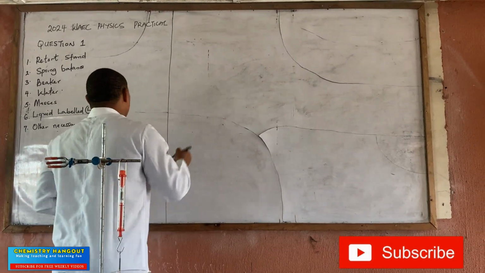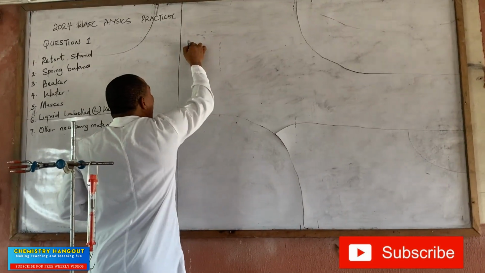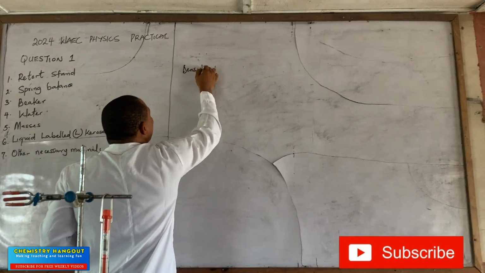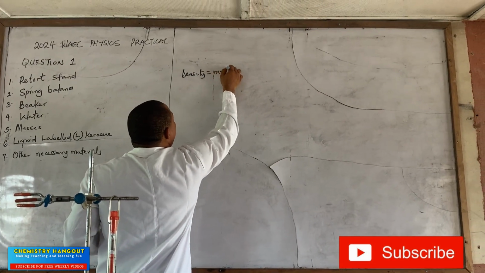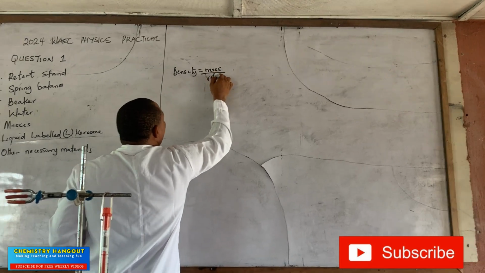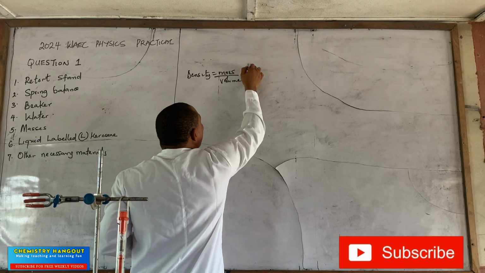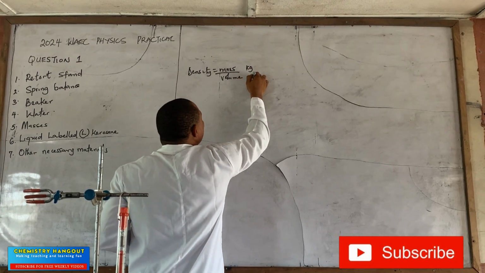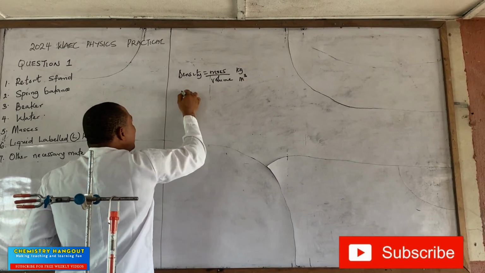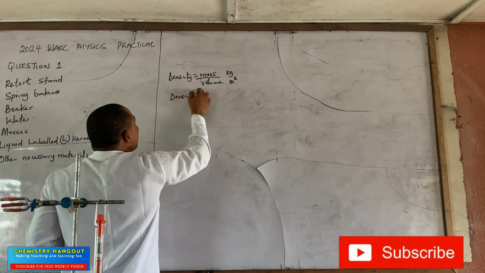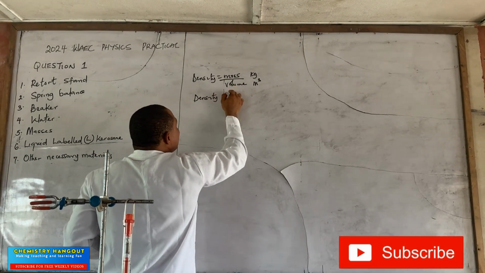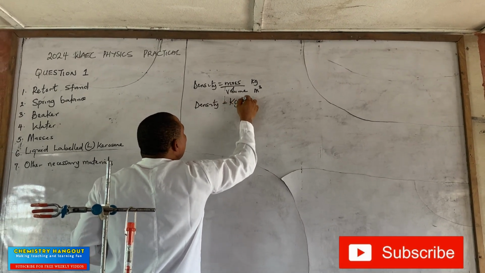If you remember, we know that density, very important, is mass over volume. It's mass per unit volume, where mass is measured in kilograms and volume is measured in meter cube. So definitely the unit for density will be kilogram per meter cube.